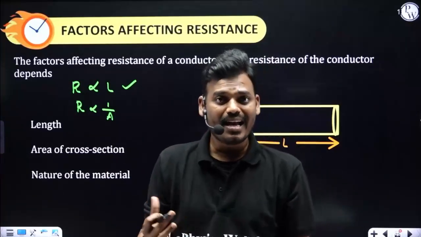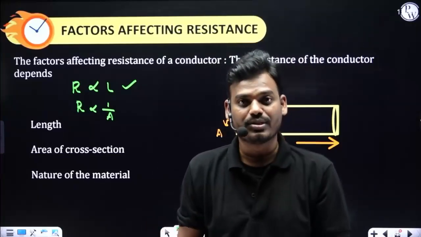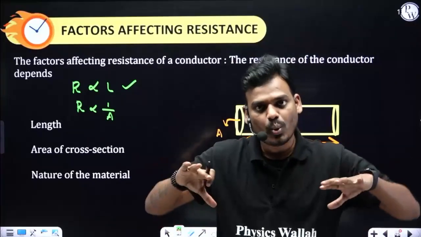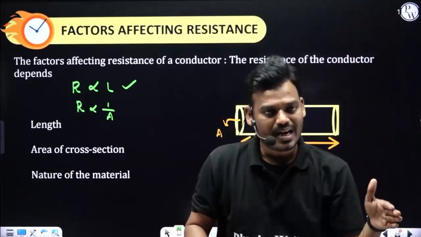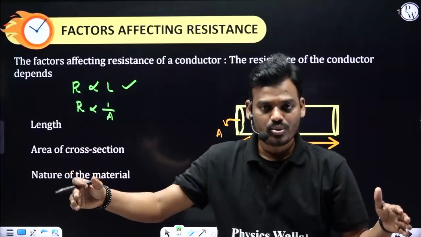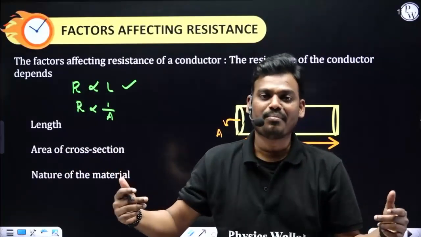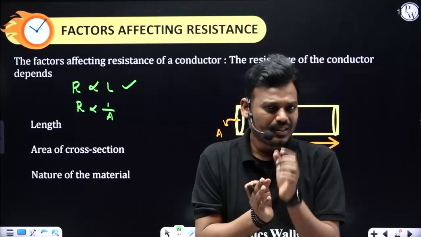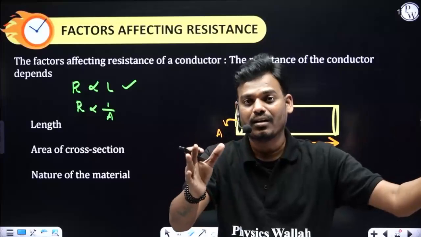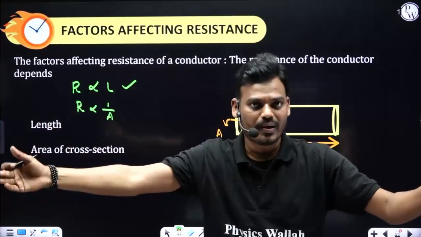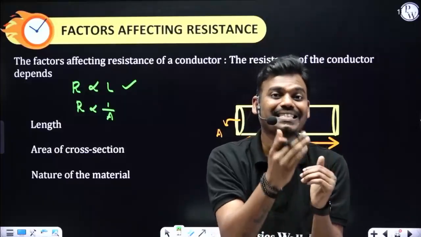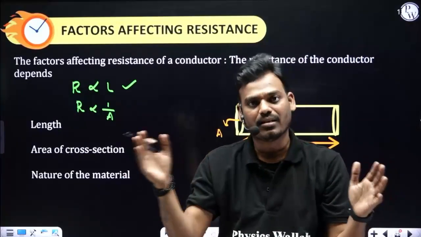Second one: area of cross section is inversely proportional to the resistance. Again consider two identical classrooms, with 40 students in one classroom and 40 students in the other. At the same time, during the bell, the condition is that one classroom's exit door is way bigger compared to the other one. So one classroom's exit door is way bigger than the other.